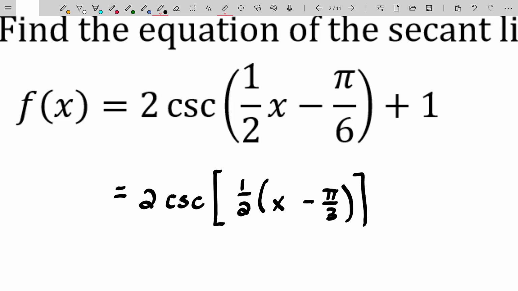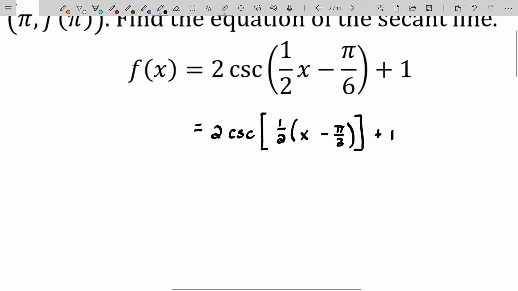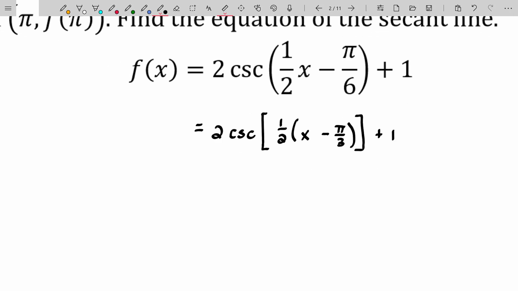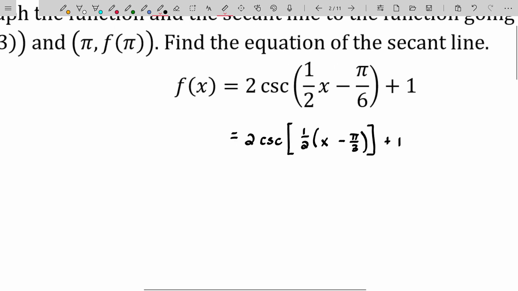You can double check my work. If you distribute that 1/2 across to each of these two terms, you will get 1/2 x minus pi over 6. So that is perfectly fine. And then plus 1. The reason why I do this is it just tells me every little piece of information I need to graph my base function, which is the sine.